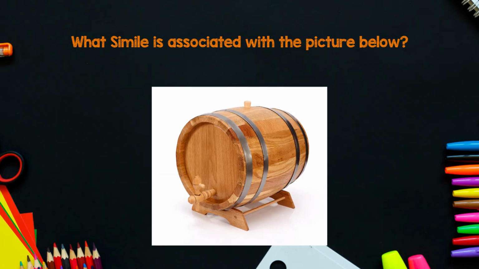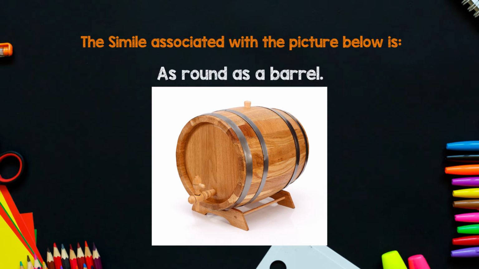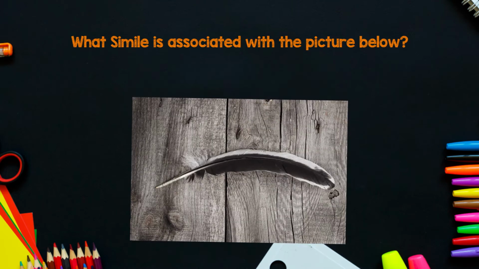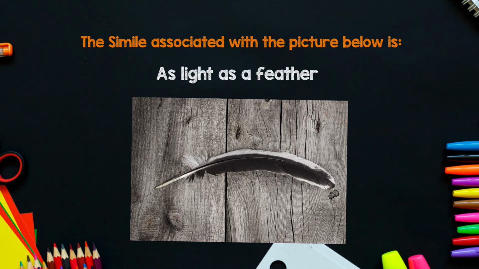Let's look at this picture. It's a barrel. The simile that goes with barrel is as round as a barrel. Let's move on. Take a look at this picture. It is that of a feather. Definitely, boys and girls, I'm sure you have written as light as a feather.